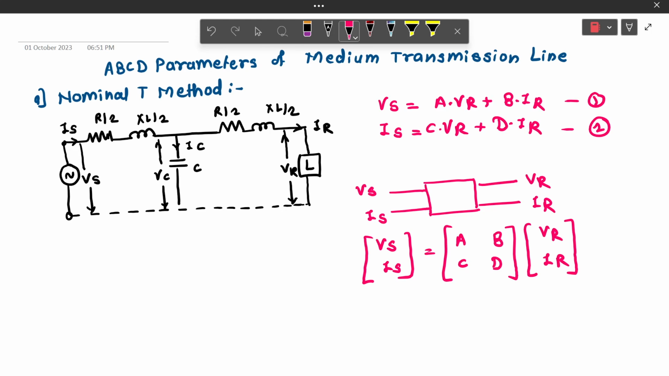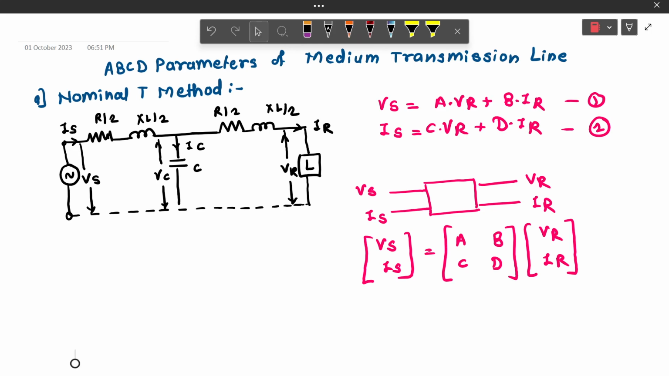Now, for this, we have to derive the expressions of nominal T method for medium transmission line in such a way that equations can be comparable to equation 1 and 2, so that by comparing the values, we get the values of ABCD parameters.